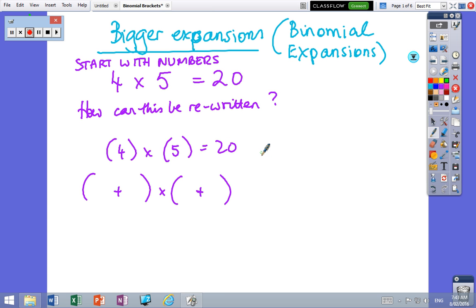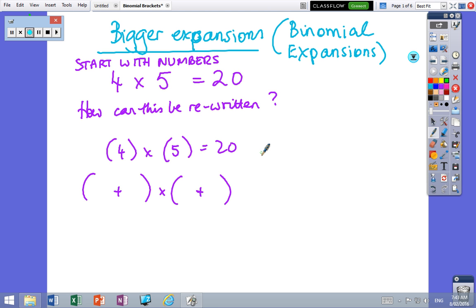Okay, we're looking at some bigger expansions, and these are actually called binomial expansions, but I like to show you how things work with numbers because then you'll realise that it's not any different. So I've got a sum, 4 times 5. So 4 times 5 equals 20, but we could write that down as, in brackets, a 4 and a 5.